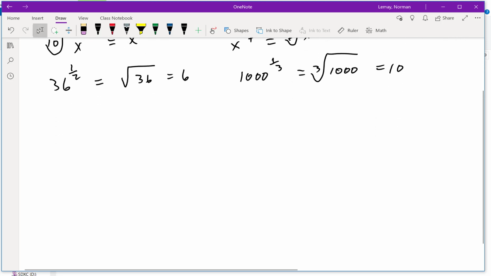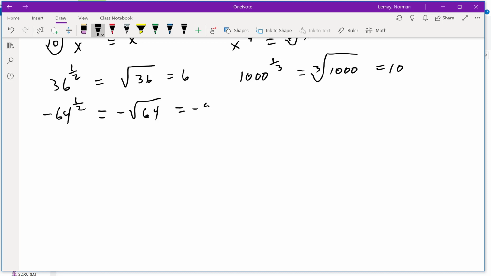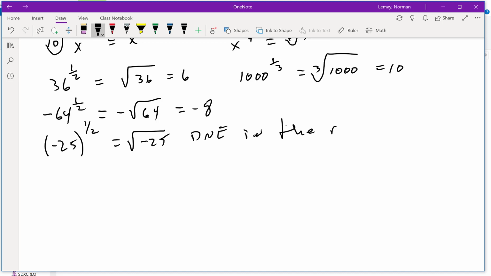And let's take a look at the form negative 64 raised to the 1/2 power. Let's recall that in this form, the base is 64. The negative does not tag along, so this can be re-expressed as minus the square root of 64, which we know is going to be negative 8. And let's compare and contrast that to, say, negative 25 raised to the 1/2 power. If I rewrite this, this would be the square root of negative 25, and we know that this does not exist in the real realm. So this is not a real number. Let's make sure that we're careful of this notation.